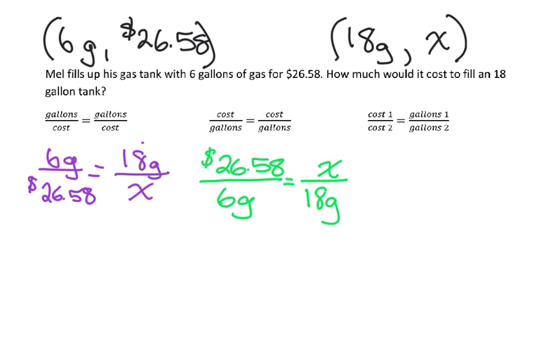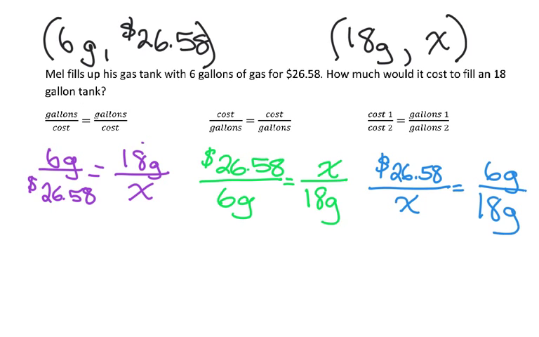Finally, let's take a look at one more way to do it, which is to put the cost of pair 1 over the cost from pair 2 as a proportion to the amount of gallons from pair 1 to the amount of gallons from pair 2. So cost from pair 1 was $26.58, and the cost from pair 2 was unknown, and we can compare that to the gallons from pair 1 to the gallons from pair 2.